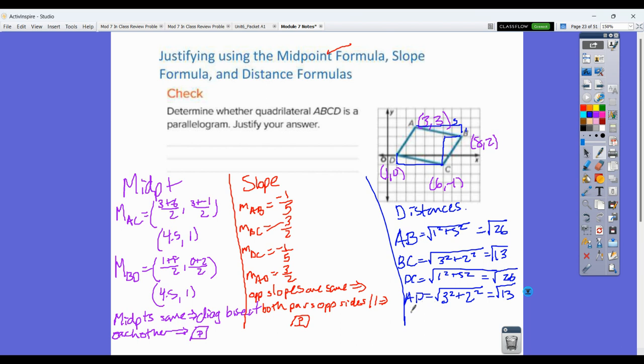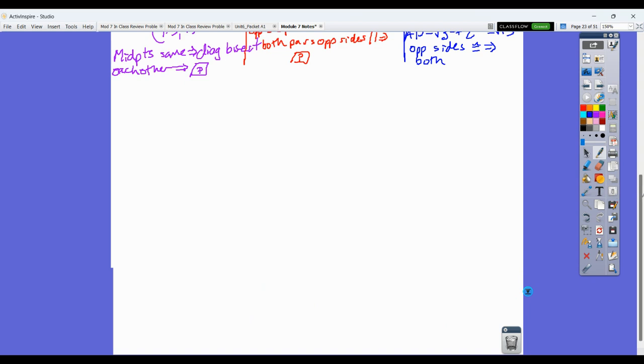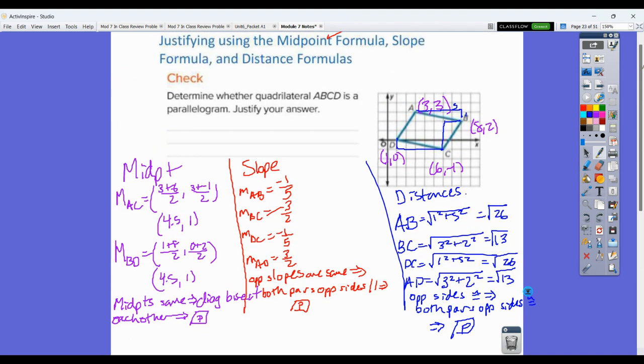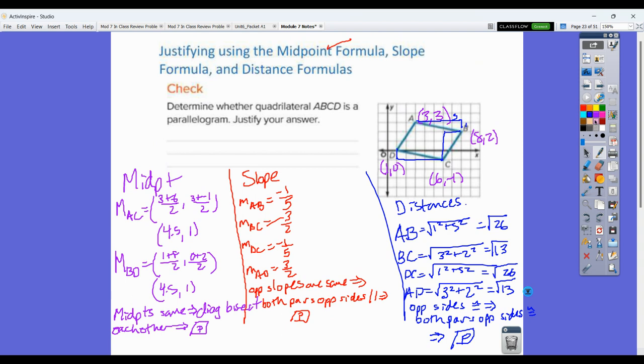So what I've shown here is that opposite sides are congruent, so we have both pairs of opposite sides congruent, which leads us to knowing that we have a parallelogram as well. So those are all ways to prove that. I did them all pretty quickly, but that's the idea behind it for these.